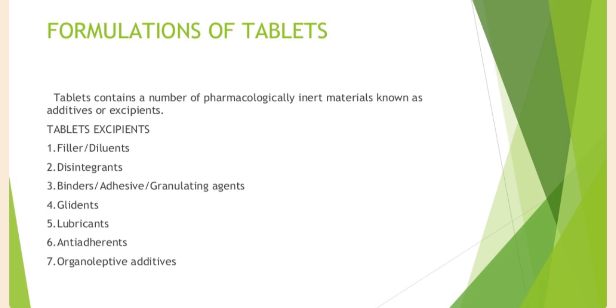FD&C and D&C dyes and lakes are the two forms of approved colors that have been used in tablet formulations. Examples: eosin red, sunset yellow, tartrazine yellow, brilliant blue, erythrosine, etc. These are the examples of colors used in tablet formulation.